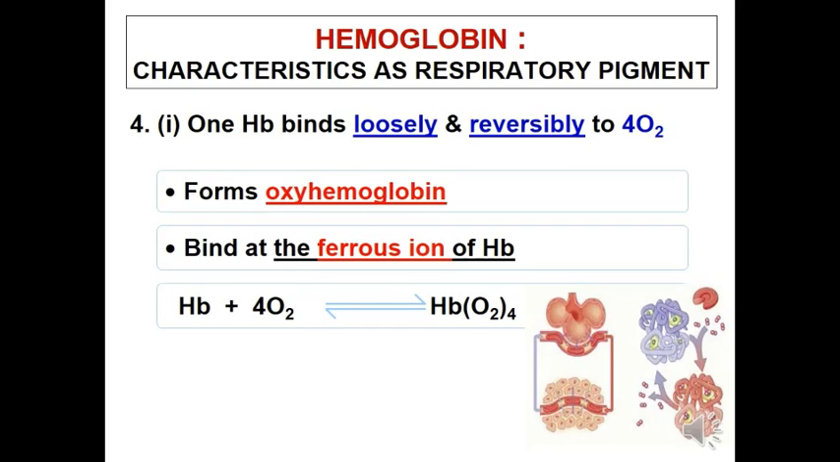Next characteristic of hemoglobin as a respiratory pigment. One hemoglobin binds loosely and reversibly to 4 oxygen, forming oxyhemoglobin, in which oxygen binds at the ferrous ions of hemoglobin.